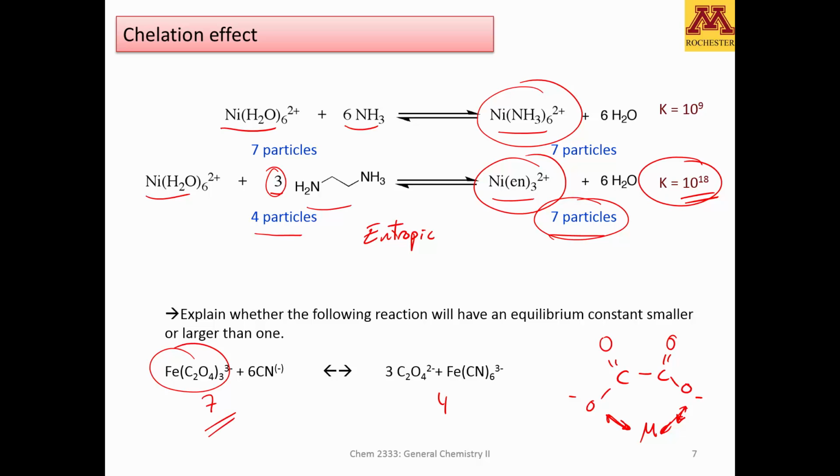This means that the reaction will be displaced towards reactants. The equilibrium constant will be smaller than 1. This is the kind of question that you should be able to practice and at least be able to also explain why we say that it's an entropic factor.